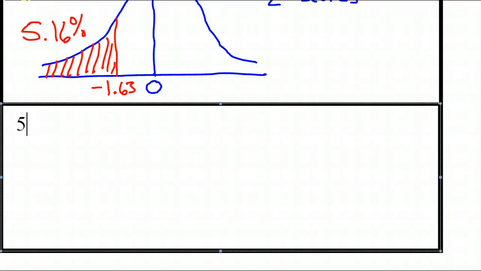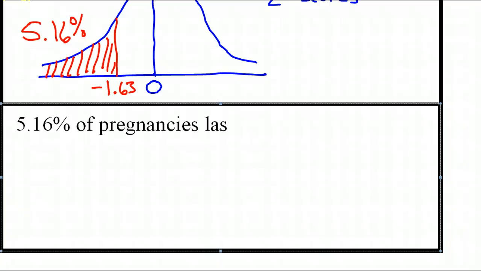5.16% of pregnancies last less than 240 days. All right, and that is it.